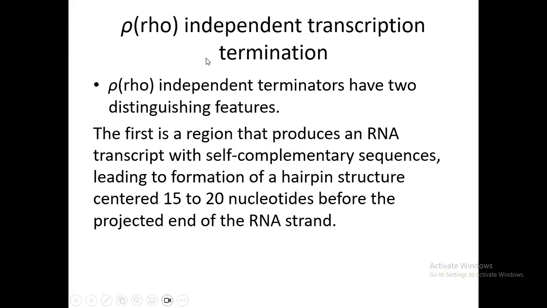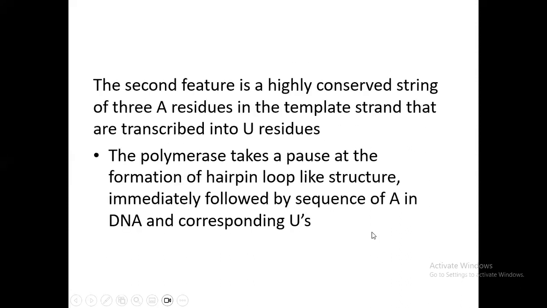So Rho independent transcription terminators basically have two distinguishing features. Firstly, there is a region that produces an RNA transcript that is self-complementary in nature, leading to formation of a hairpin-like structure, which is present about 15 to 20 nucleotides before the projected end of the RNA strand. So we'll understand this better in later slides.